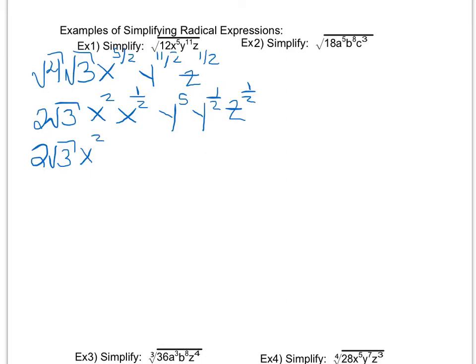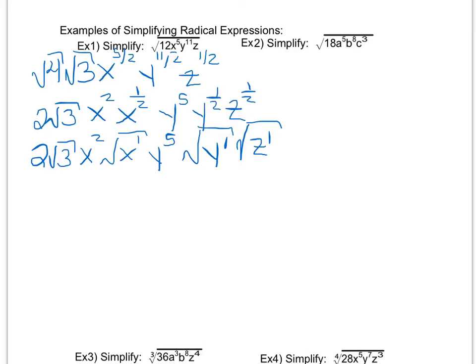X to the 1/2, if I change it back into radical form, is the square root of x to the 1. Because the 1 remains as the exponent part, the denominator, the 2, dictates my root, and remember with square roots I do not have to write an index. Y to the 5th can't be simplified. If I change y to the 1/2 back to radical form, it does become the square root of y to the 1, and z to the 1/2 becomes the square root of z to the 1. Again, in both of these examples, notice my numerator stays as my exponent. My denominator determines my root, and for square roots, you do not have to write an index.